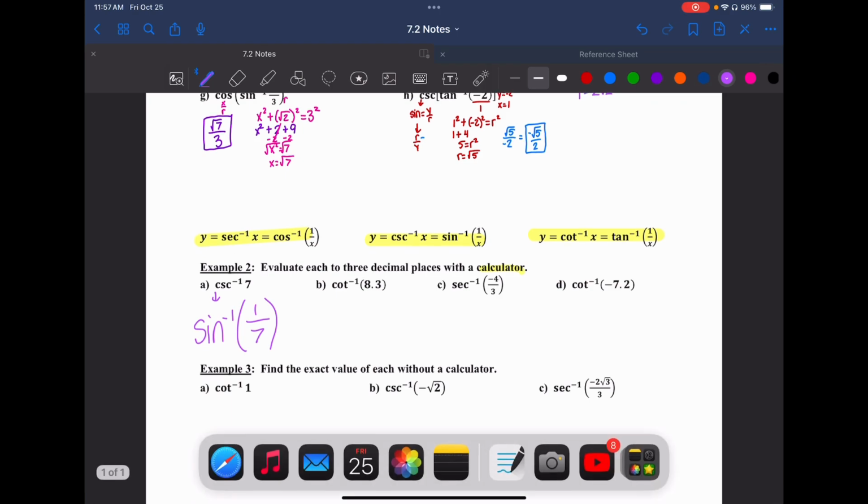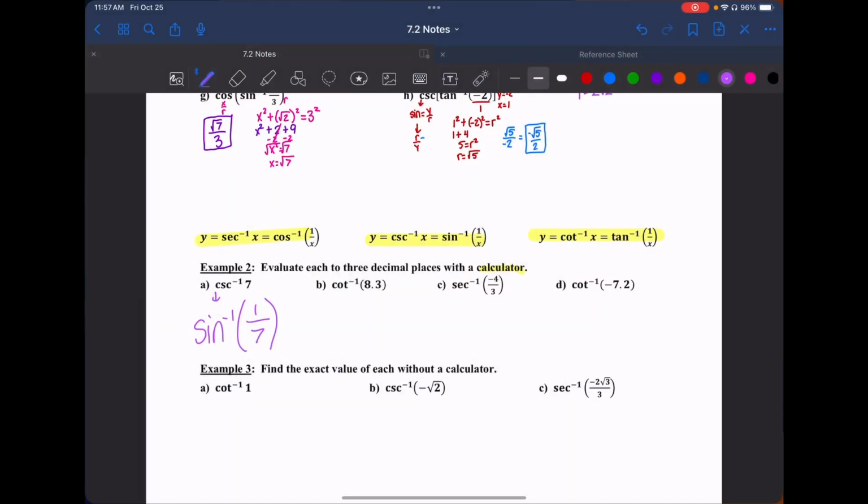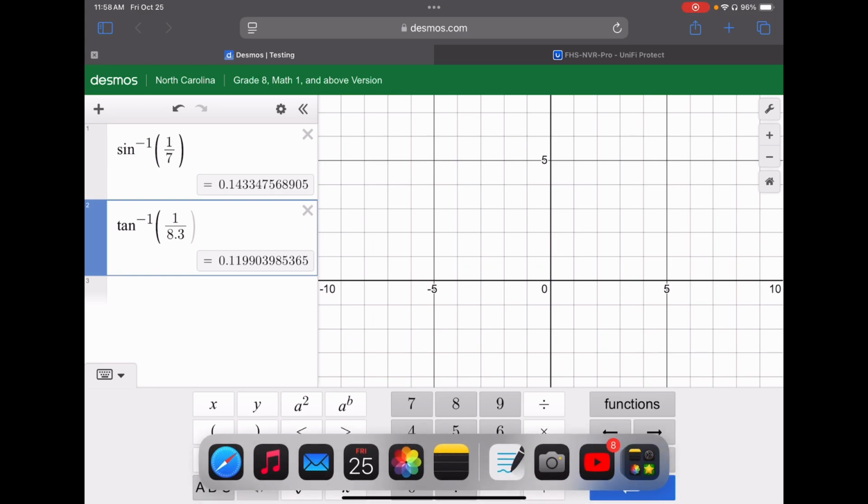Okay, let me get my Desmos up. Oh, I already have that one typed in. So the inverse sine of 1 over 7, and we're rounding to 3 decimals, so 0.143. Okay, same thing with cotangent. We're going to do the inverse tangent of 1 over 8.3. And we've got 0.1199, so that would be 0.120.